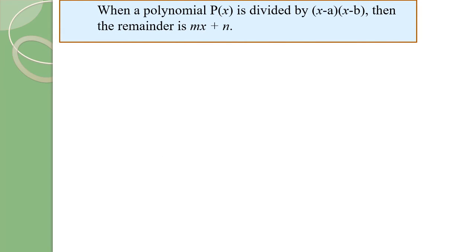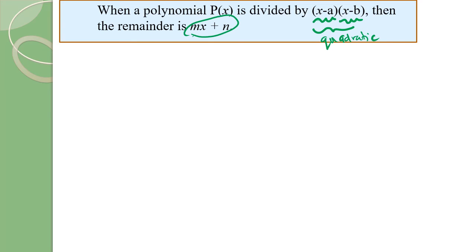Okay, now we have another piece of information about the remainder theorem. When a polynomial P(x) is divided by (x minus a) multiplied by (x minus b), this is a multiplication between two linear factors, which means that this is actually a quadratic. The quadratic can be factorized into two factors. Then the remainder is mx plus n.